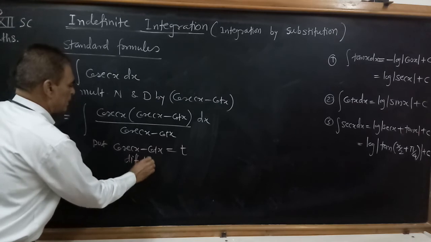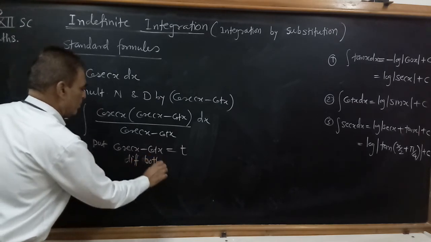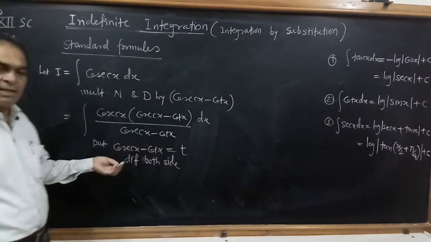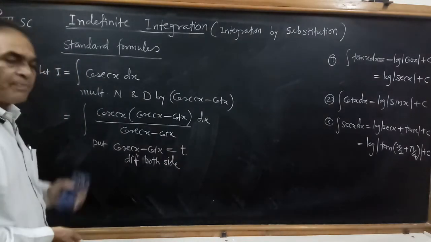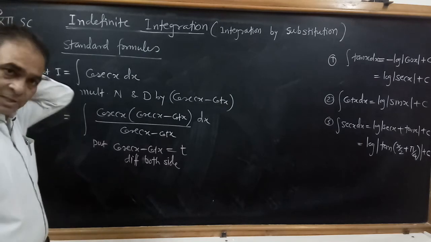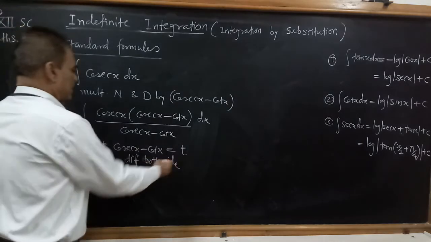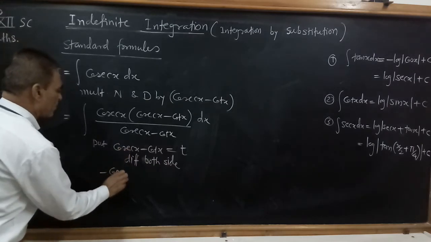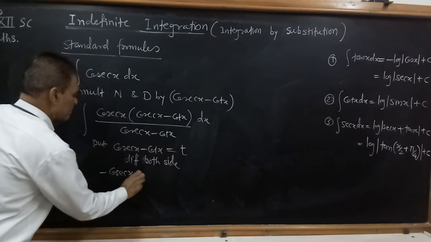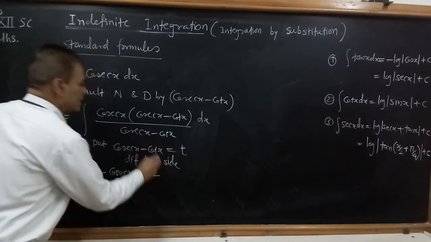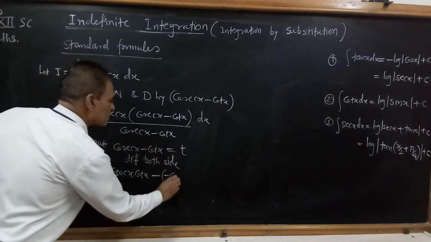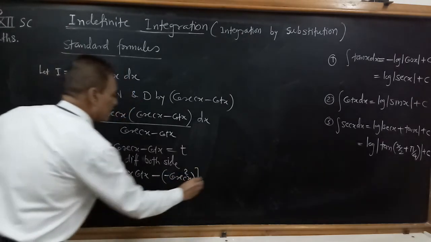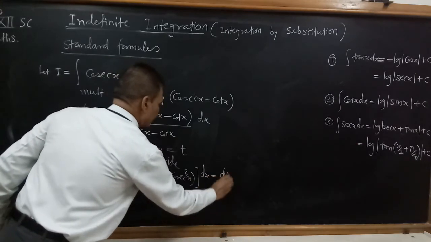differentiate both sides, not with respect to x, because in left hand side you can take differentiate with respect to x and right hand side differentiate with respect to t. That's why only write differentiate both sides. What is the derivative of cosec x? Minus cosec x cot x. And what is the derivative of cot x? Minus cosec square x. And dx is equal to dt.